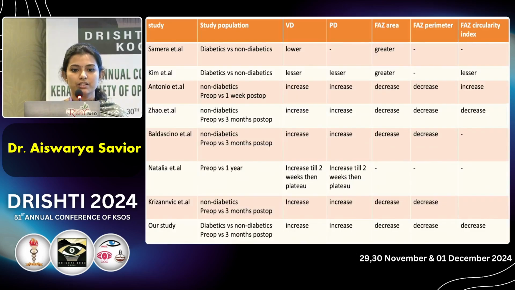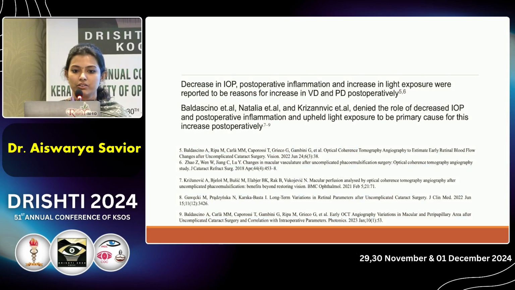So coming to the discussion, almost all of the other studies were synonymous with our study, and it also showed an increase in the vessel density and perfusion density and a decrease in the foveal avascular zone area changes. A decrease in the intraocular pressure, post-operative inflammation, and an increase in the light exposure was reported to be the reasons for the increase in the vessel density and perfusion density post-operatively. But some studies denied the role of decrease in IOP and post-operative inflammation and upheld the light exposure to be the primary cause for the increase in the vessel density and perfusion density post-operatively.